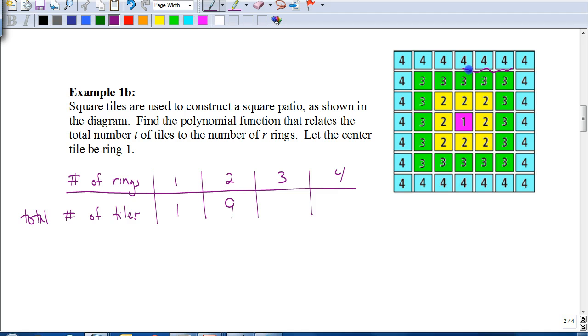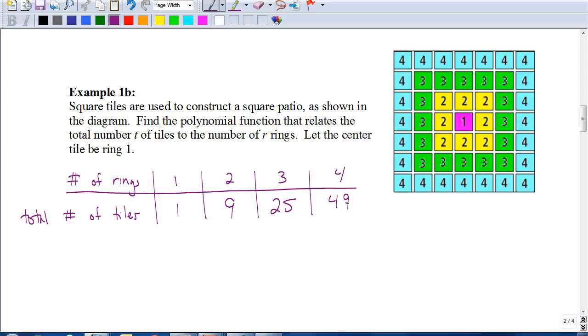With the third ring, we're trying to figure out how many total tiles there would be here. Well, it's a square that's 5 tiles by 5 tiles. So 5 times 5 is 25. So there's a total of 25 tiles when we add a third ring. When we add a fourth ring, there's a total of 7 tiles by 7 tiles, which gives me 49 total tiles there when we add a fourth ring.